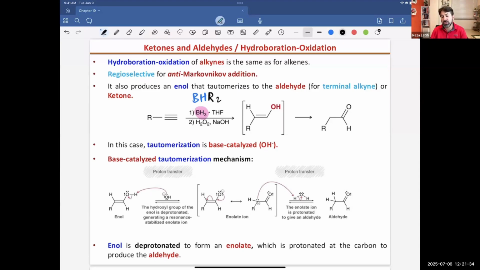This system is going to go through anti-Markovnikov addition. What does it mean? If you remember from the alkene chapter, we said whenever we treat it with BH3 in the presence of H2O2/OH, we're supposed to get an alcohol, but the alcohol will show up on the carbon with fewer substituents. This carbon is a tertiary, while that one is a primary. The alcohol shows up on the primary carbon, and that's the reason we say this addition is going through anti-Markovnikov rules.